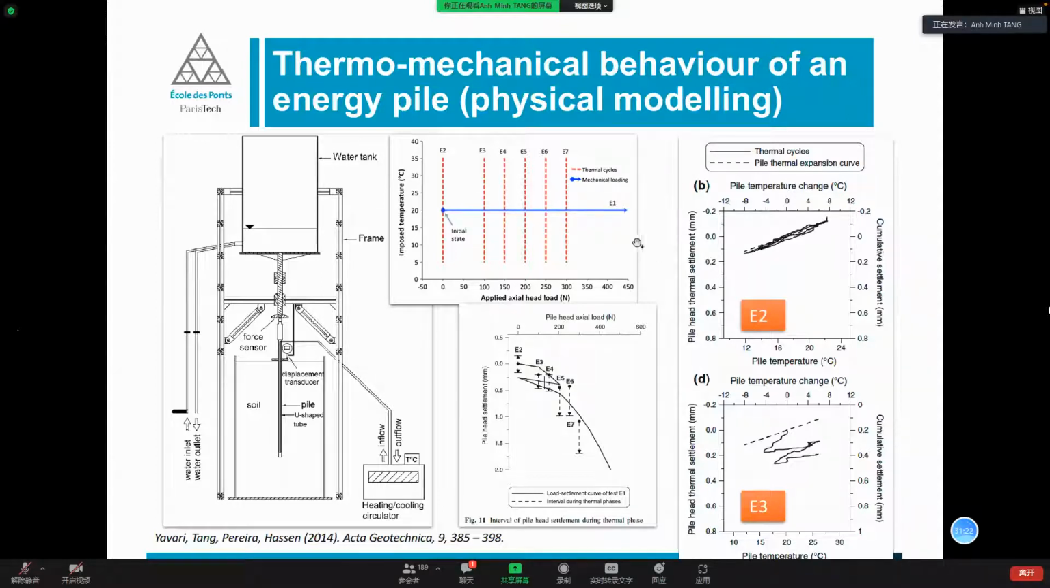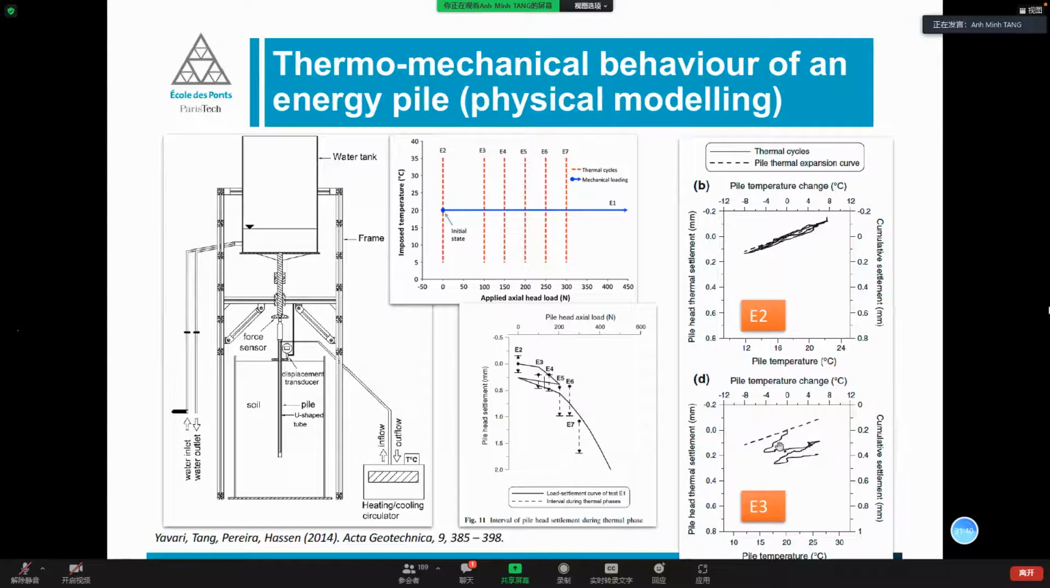But if we do the same test, but we apply a load, for example test E3 here. For this test, E3, with the applied load of 100 Newton, which is like 20% of the maximum load of the pile.